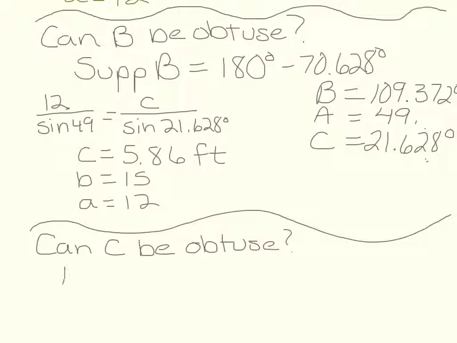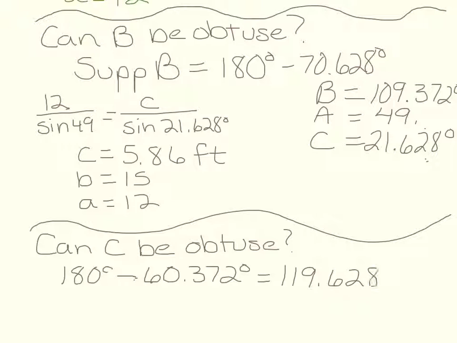So let's do 180 degrees, and I'm going to use the original C that we got in our original work. This is supposed to be minus 60.372, which is our angle C. I'm finding the supplement. 180 minus 60.372 would make angle C supplement be 119 degrees. Okay, and if A is still 49, oops, hang on.